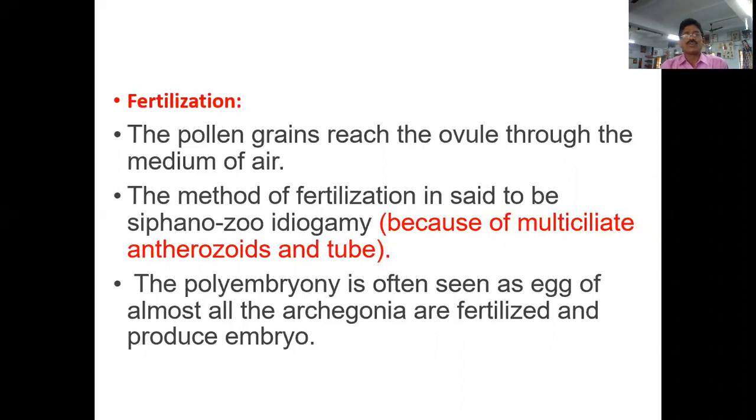The pollen is carried to the ovules through the medium of the air. The method of fertilization is known as zooidogamy. It means the antherozoids have multi-ciliated tube-like hair-like structures. That's why it is known as zooidogamy. Polyembryony is often seen, as the egg of almost all the archegonia are fertilized and produce embryos.